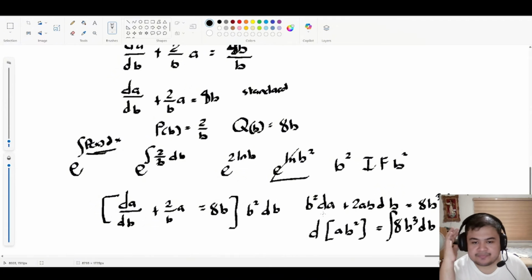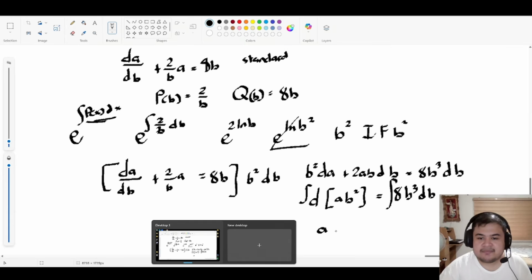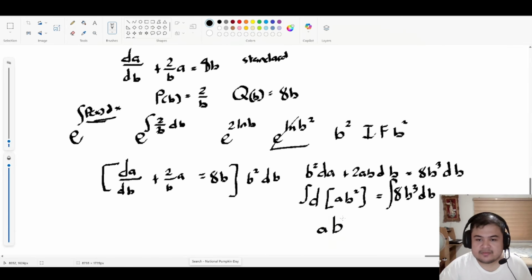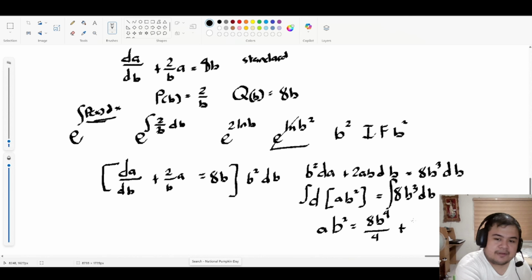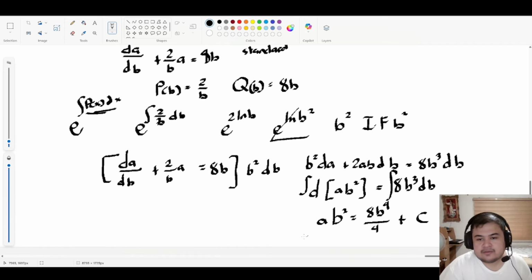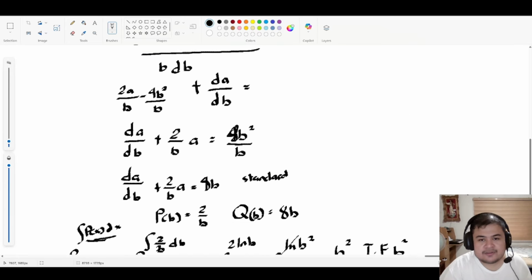Integrating, it will always be a b squared is equal to b to the fourth, so we divide by 4, plus C. That becomes a b squared is equal to 2b to the fourth plus C. Now, for your exam, for the midterm of my students, we're using v, so that will become 2v to the fourth plus C.